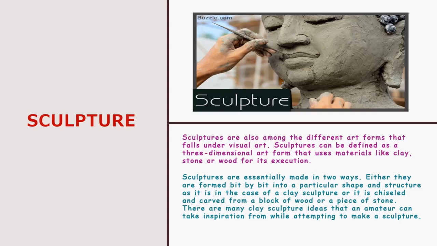So sculptures are essentially made in two ways. Either they are formed bit by bit into a particular shape and structure. So how they make a sculpture is, either they use a step-by-step method to form a shape or a structure, as in the case of a clay sculpture, or it is chiseled and carved from a block of wood. Chiseled in the sense, for example, just now Vinayaga Chaturthi has passed, isn't it? I don't know how many of you saw a man making the sculpture. Definitely everybody was doing that. He was making use of molds, and he was making the sculpture.